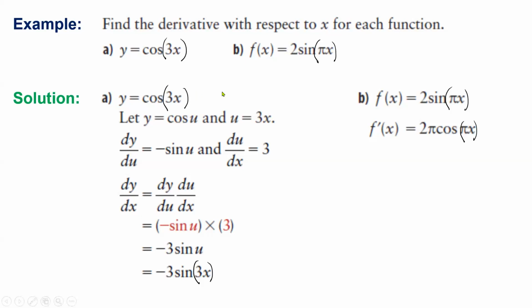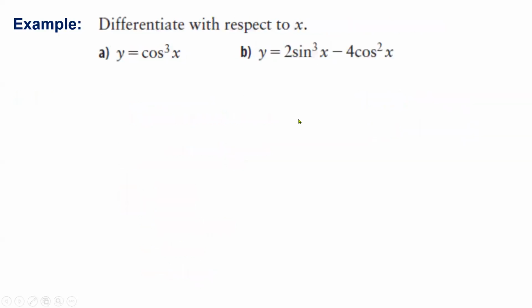Okay, then let's have a look at another question. Differentiate with respect to x for each of the following equation functions. First question, y equals cosine x cubed. Next question, y equals 2 sine x cubed minus 4 cosine x squared. Okay, I'll give you 5 minutes to have a look at these two questions.